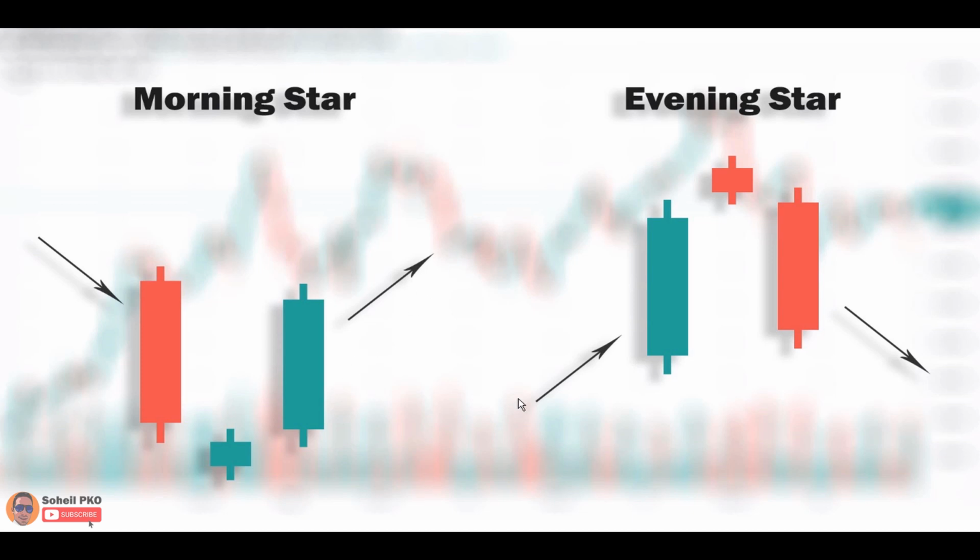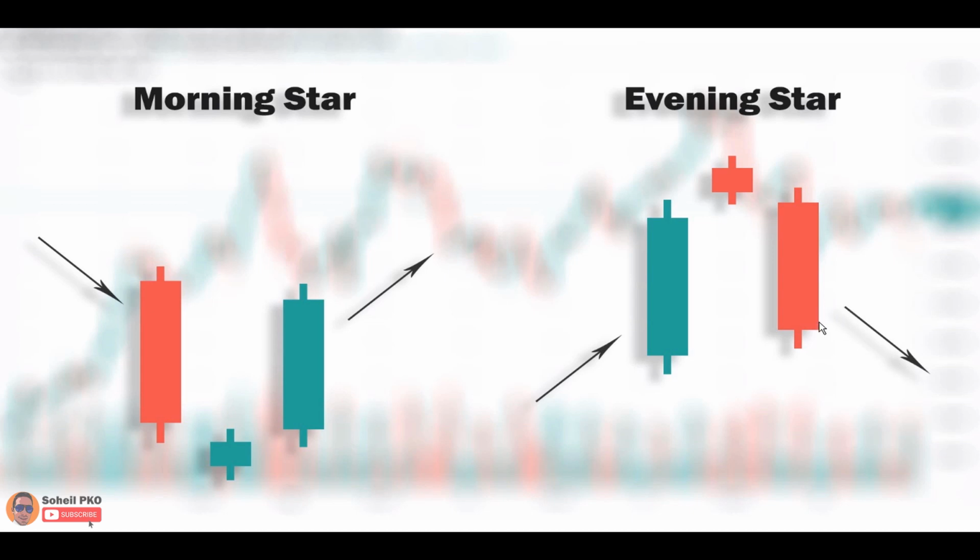And evening star is the mirror image of the morning star. Here the pattern forms following an uptrend or near resistance levels. The first candlestick is a long green candle as we expect, and after that a small candle opens above the previous candle close, and the color of this candle, red or green, doesn't matter because of the small body. The third one is a long red candlestick that opens below the body of the previous candle, and it confirms the possibility of reversal.